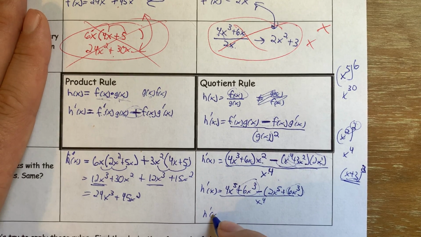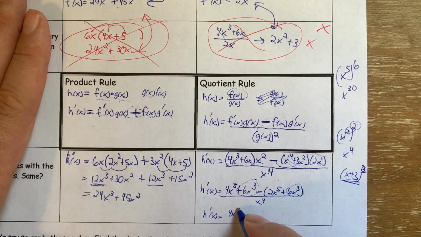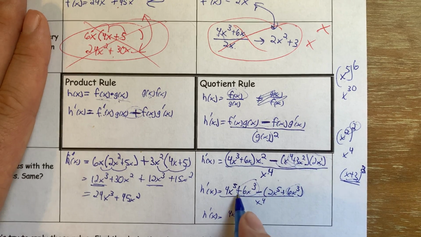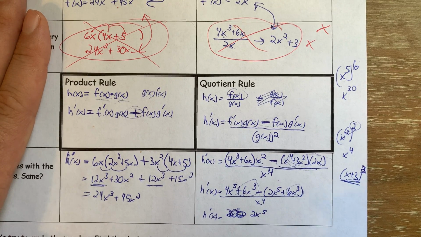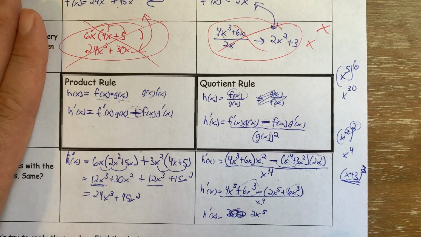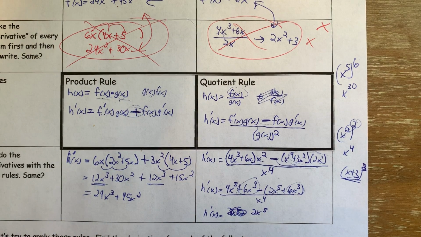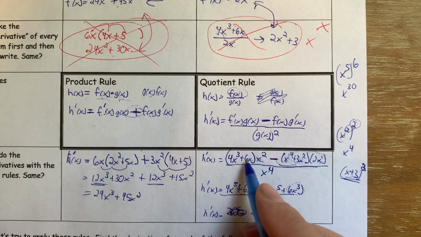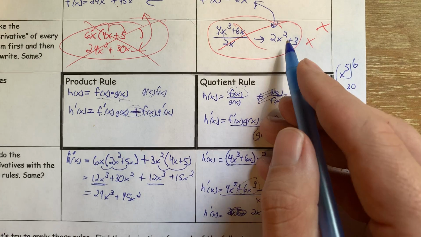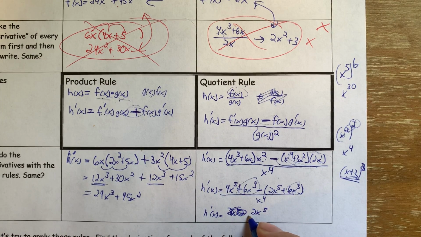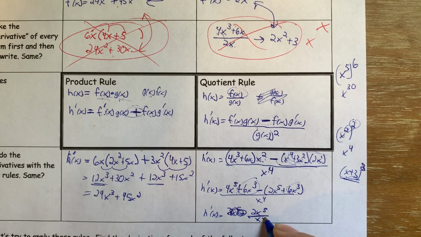And so we get h prime of x equals 4x to the fifth minus, oh, these are like terms too. 4x to the fifth minus 2x to the fifth is 2x to the fifth. Sorry, guys. 2x to the fifth. Something's wrong. I messed something up somewhere. Where did I mess up? Oh, no, that's right. Okay, cool. I didn't mess up. Over x to the fourth.